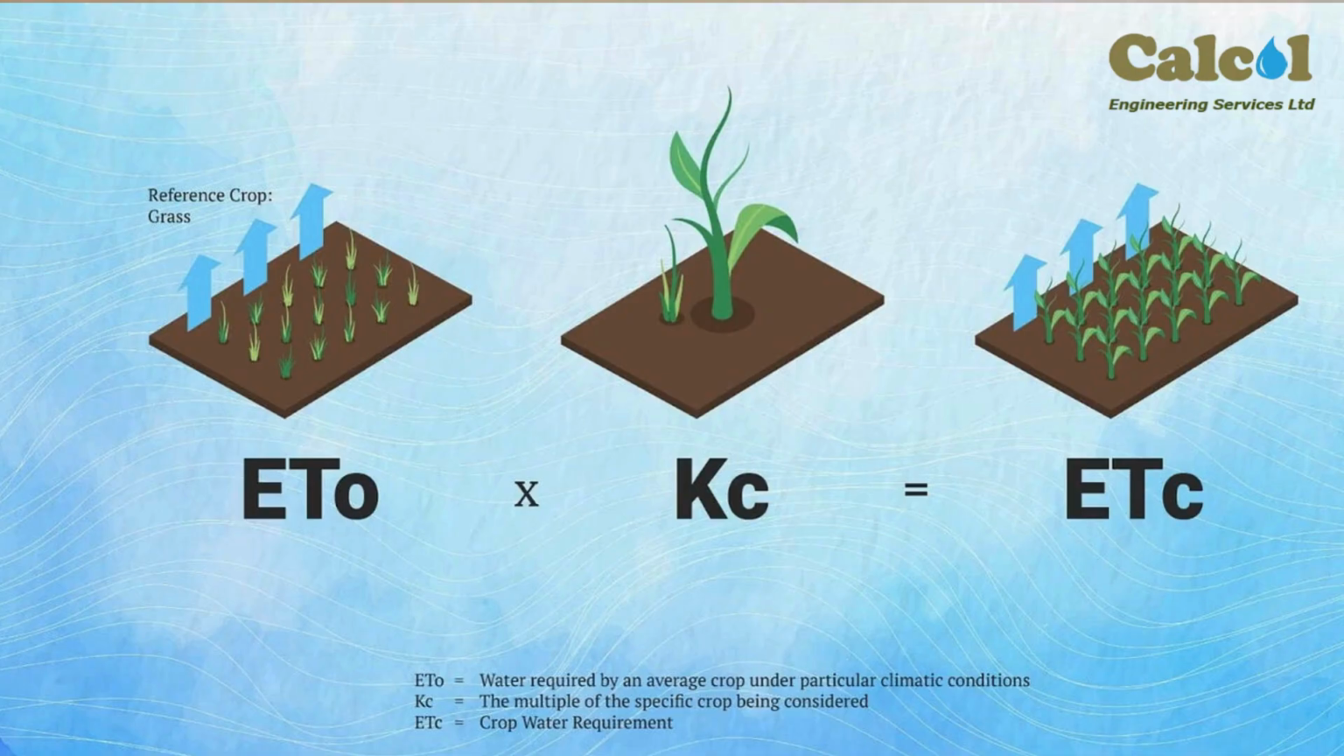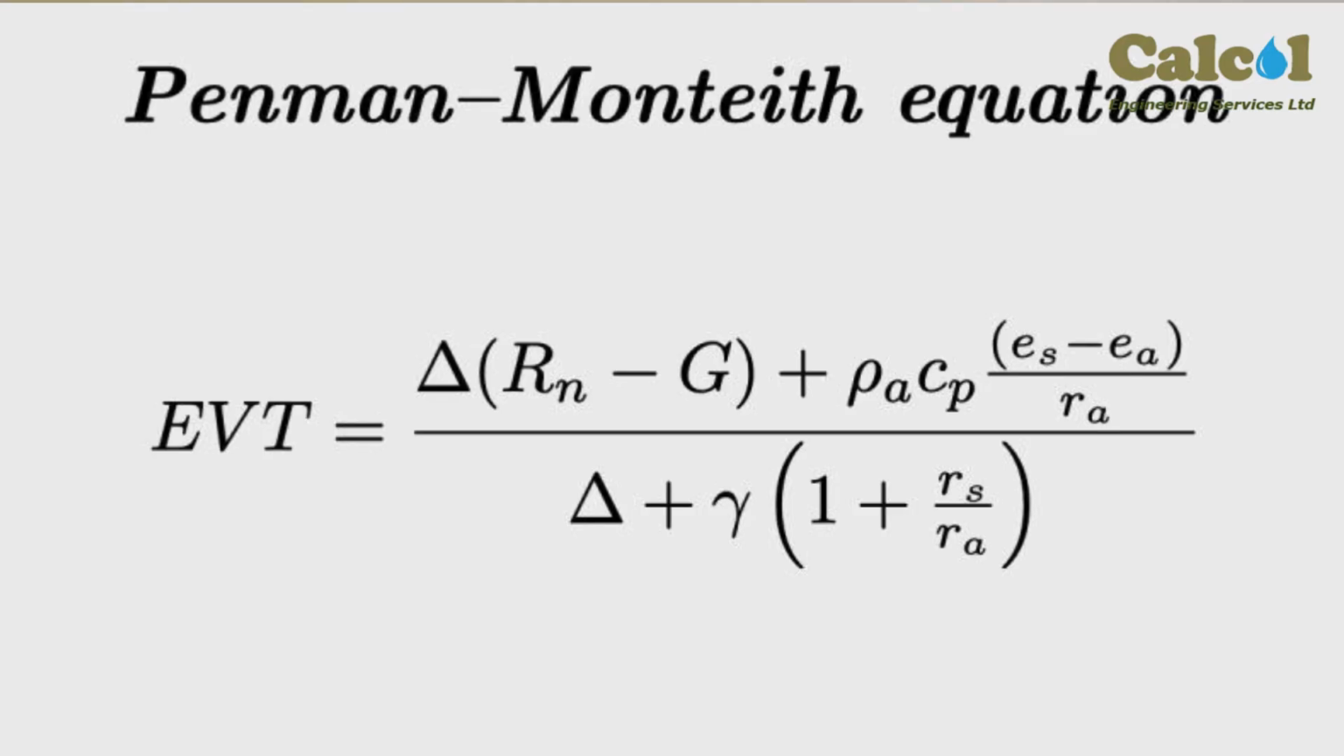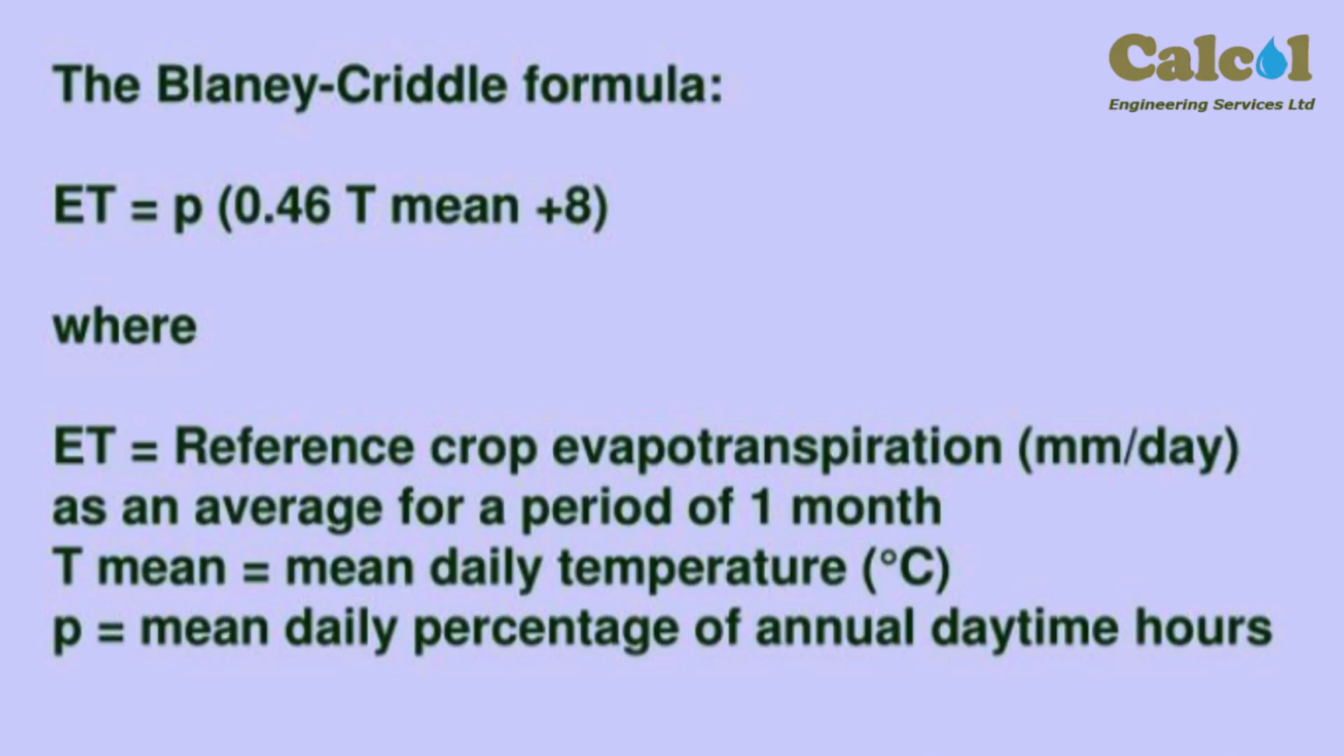In determining the ETo using equations, we have two equations that are used. One is called the Penman-Monteith equation. Then we have the Blaney-Criddle equation. I'm going to put the Penman-Monteith equation in the comment section, so if you check there, you'll be able to read more about it. The one I'll focus on for the purpose of this video is the Blaney-Criddle equation. It is the simplest, and it takes into account only temperature.